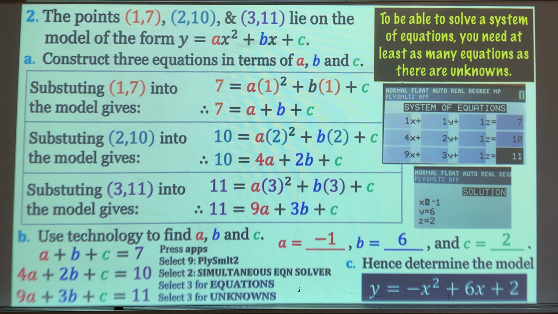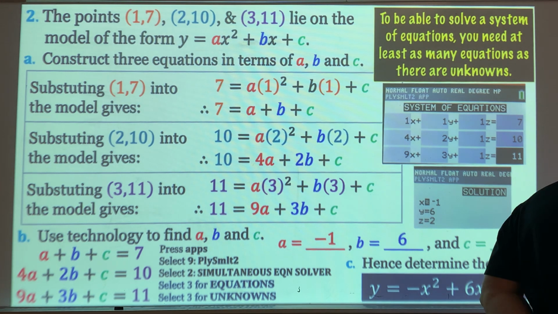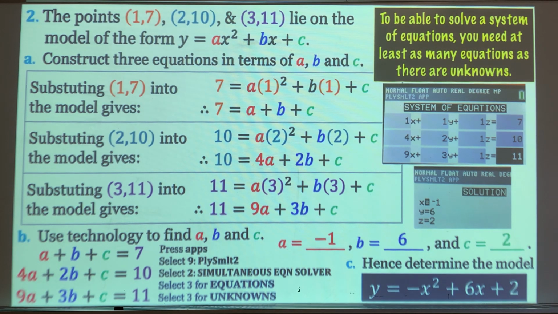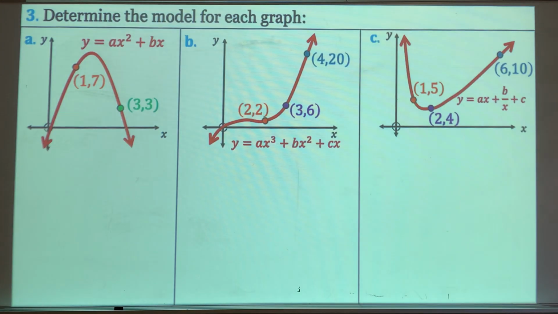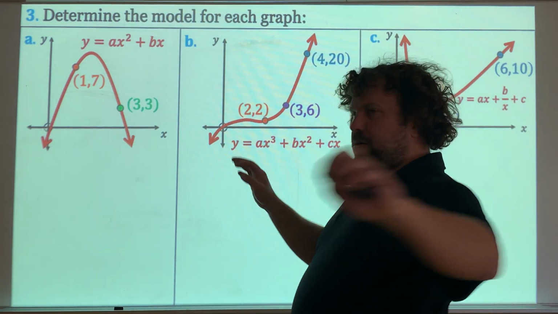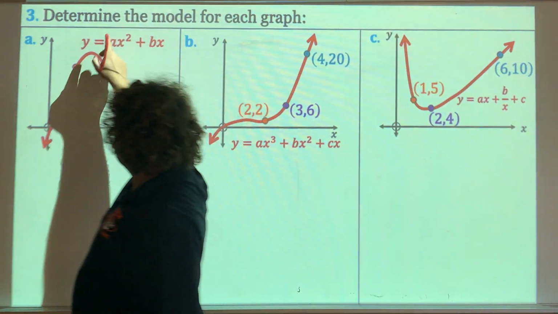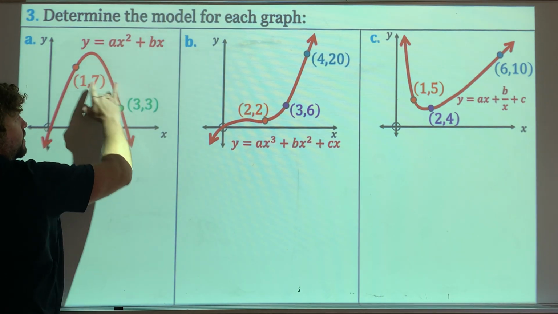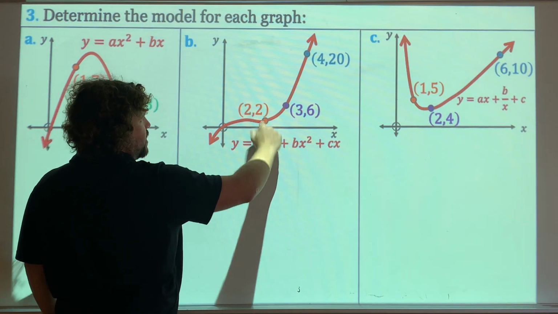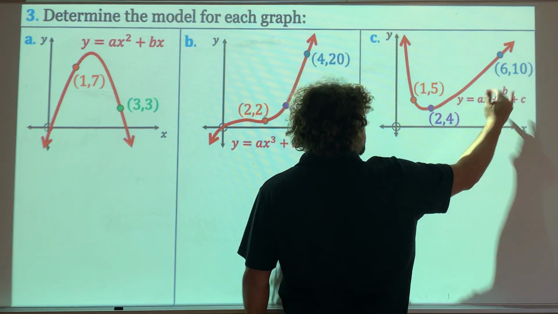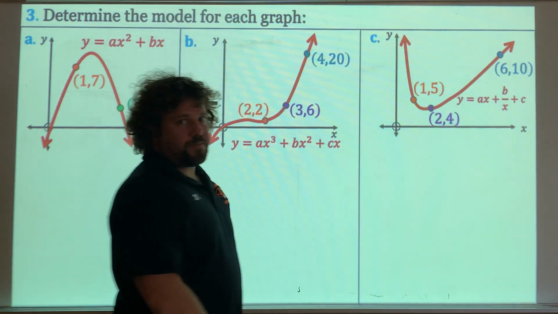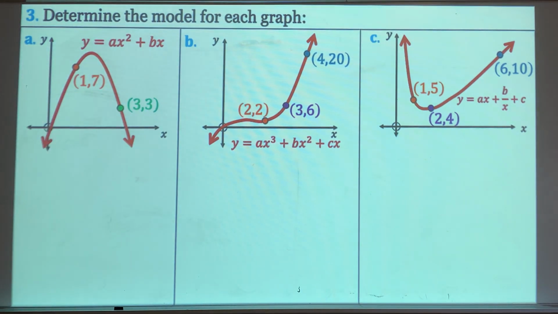Let's move on a little further. Determine the model for each graph. Now, you may go, oh no, graphs. We don't really care what the graphs look like. We just care about the equation and the points. So, create the model. All right, model created. Hopefully it's created.